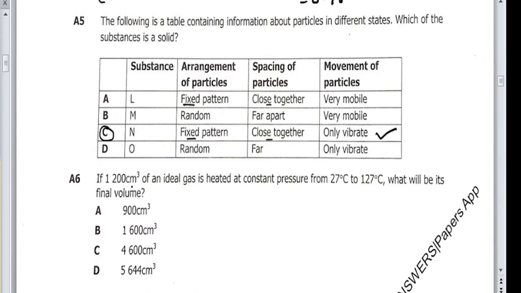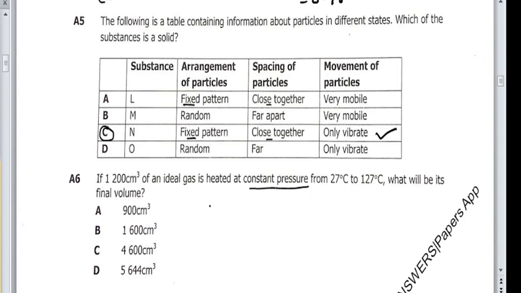If 1200 cubic centimeters of an ideal gas is heated at constant pressure from 27 degrees Celsius to 127 degrees Celsius, what will be its final volume? So this is on gas. The key point here is constant pressure. So what happens when the pressure is constant?